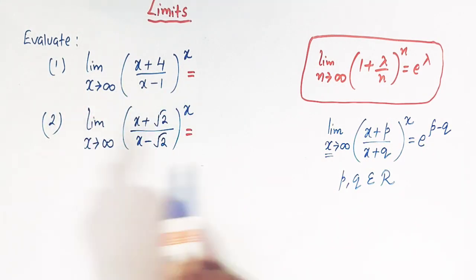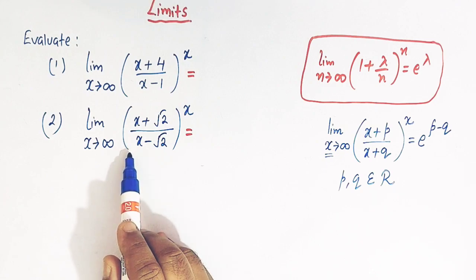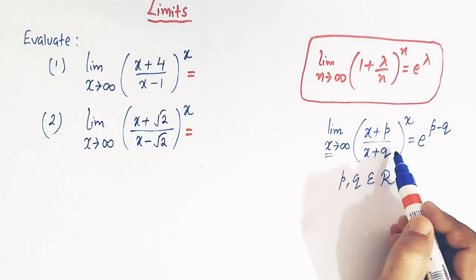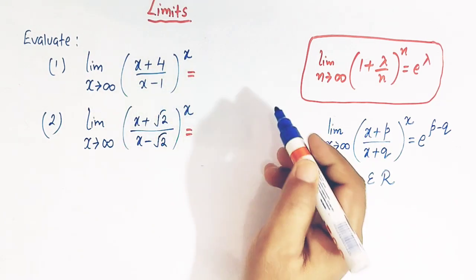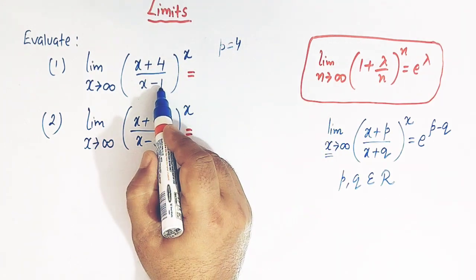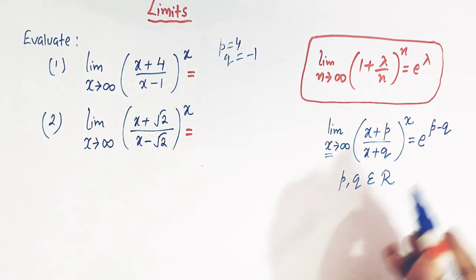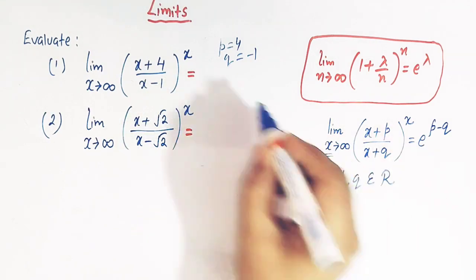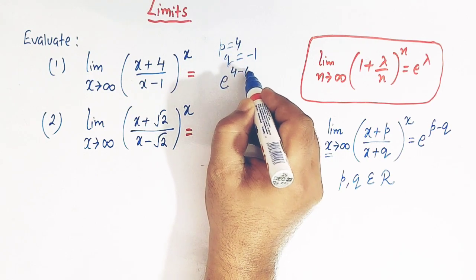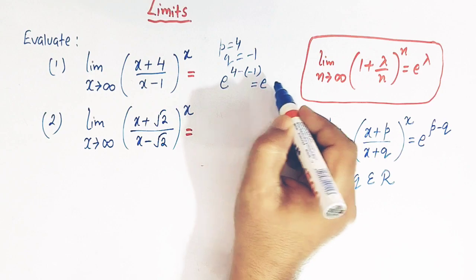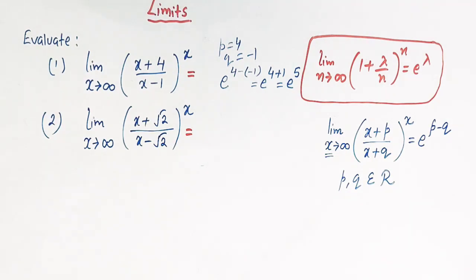If we closely observe these two limits, then this limit is similar to this one, and similarly, this limit is also similar to this one. So if we compare this limit with this one, then the value of p is 4, and the value of q is equal to -1. So the direct value of this limit is given by e raised to p minus q. So we have p as 4, then we have q as -1. So this is e raised to 4 plus 1, that is e raised to 5.